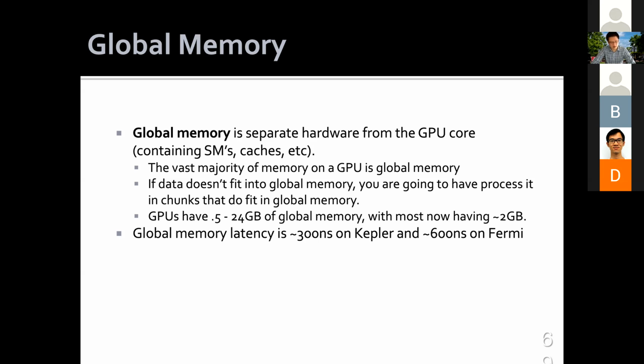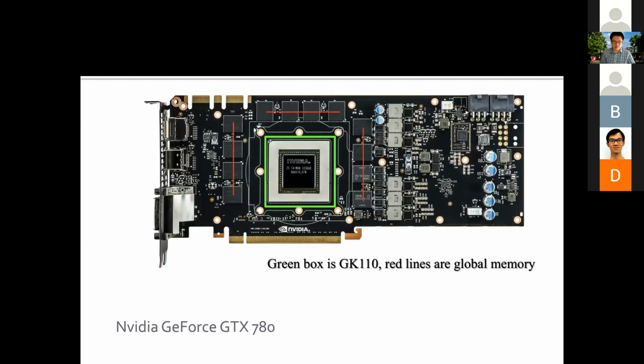Because designing a large memory system for a GPU is very difficult, the price is very high. I think it's $9,000 or something. I'm not sure if the price changed, but previously when I searched, it was really expensive for one GPU card, okay? The global memory latency, as I mentioned, is around 300 nanoseconds on the Kepler and 600 on the Fermi. So even if the latency is improved, it's still much higher than the CPU, okay?